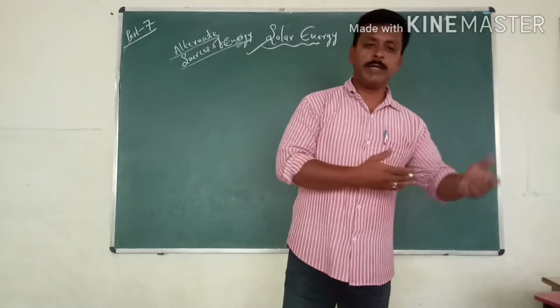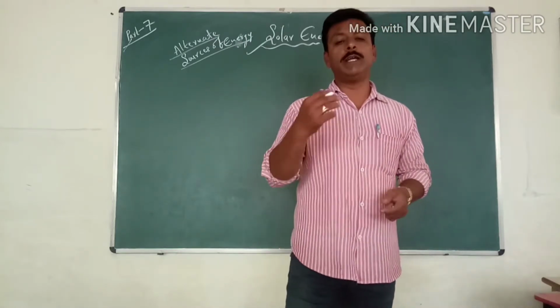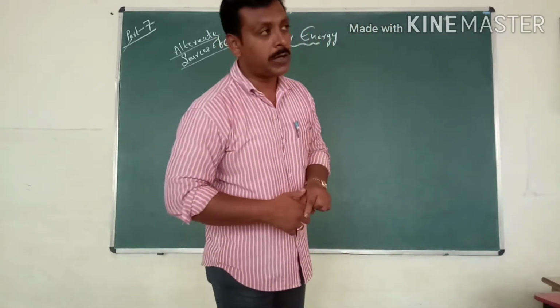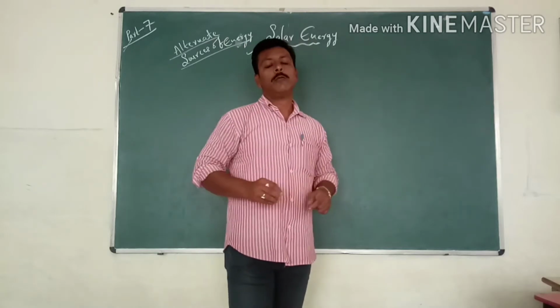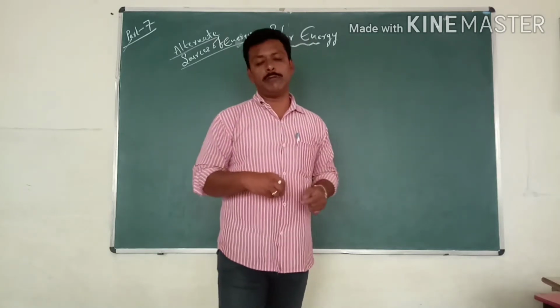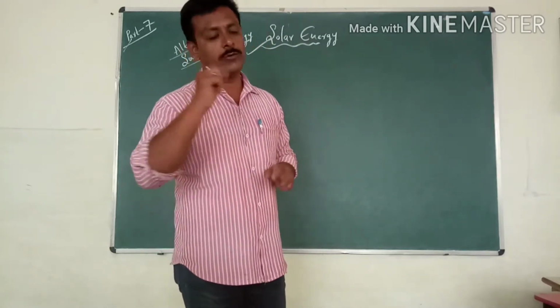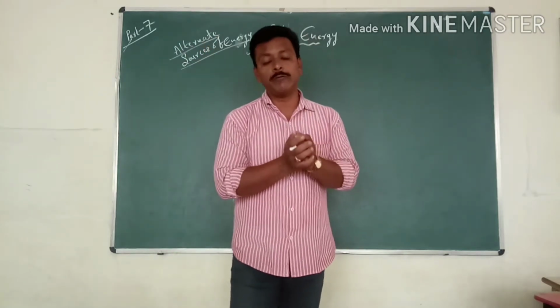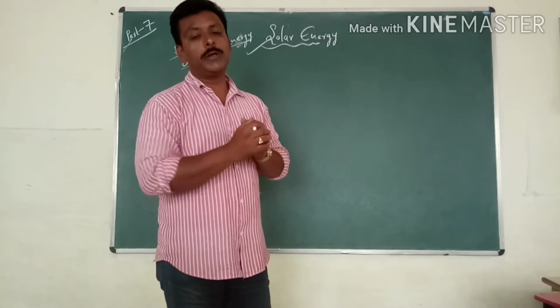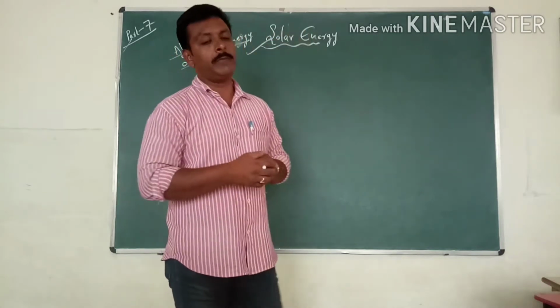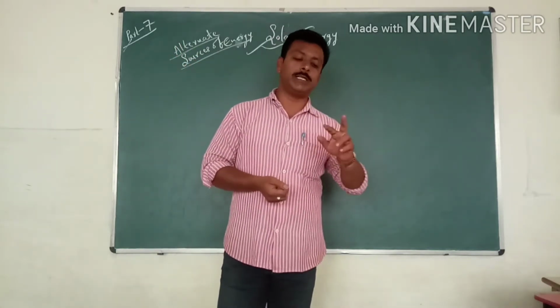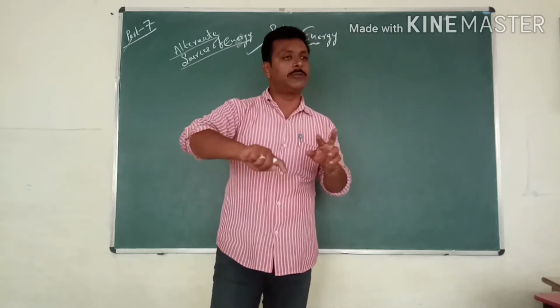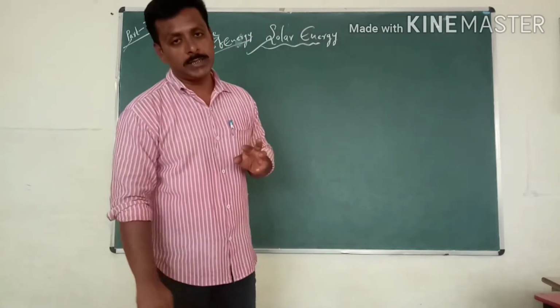In that alternate sources of energy, last class we already started with solar energy. So the name itself tells the energy we are getting from the solar. Solar means what? From the sun. Whatever energies we are getting from the sun is normally called solar energy. So what kind of energies are we getting from the sun? From morning to evening, we are getting two types of energy. We are getting light energy also, we are getting heat energy also.